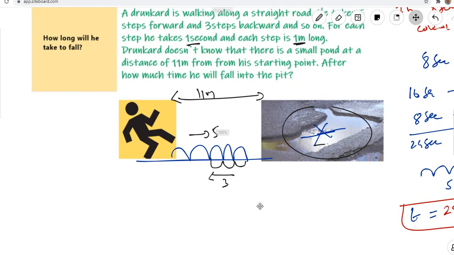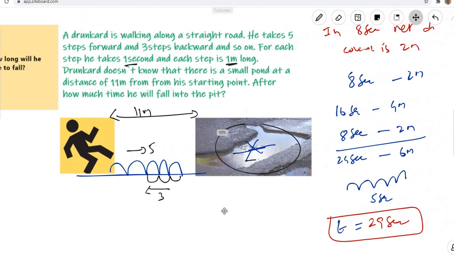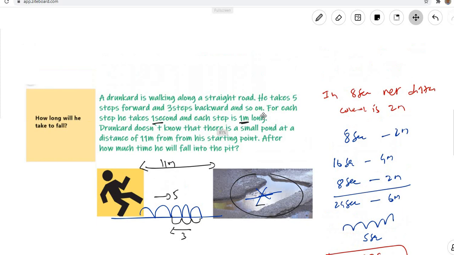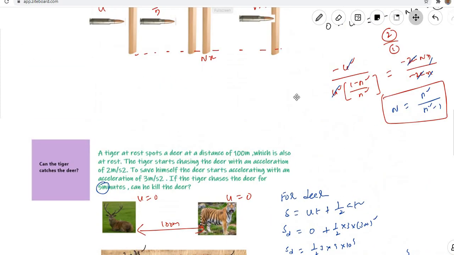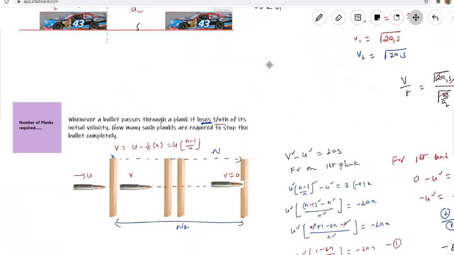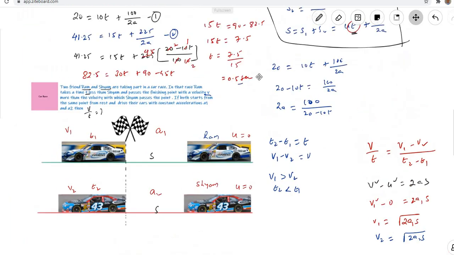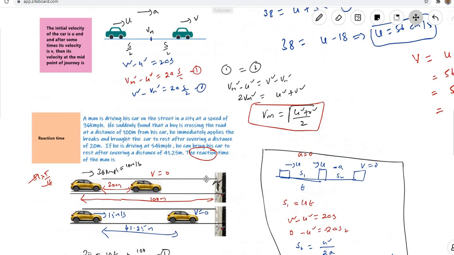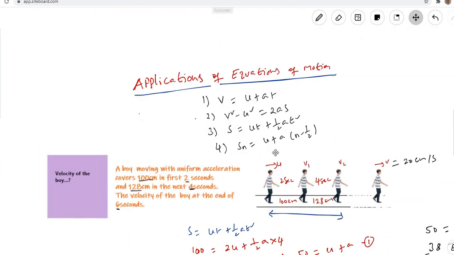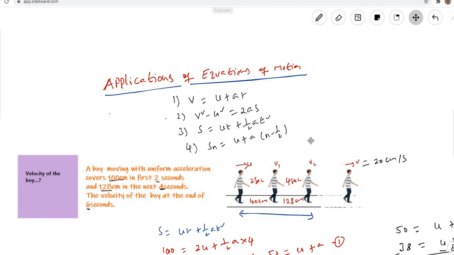So all these problems that we have seen in this video are all based on the equations of motion. I applied only the 5 equations that we have learned, and we have seen different applications of these equations of motion.